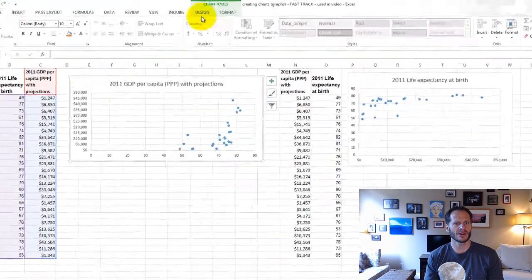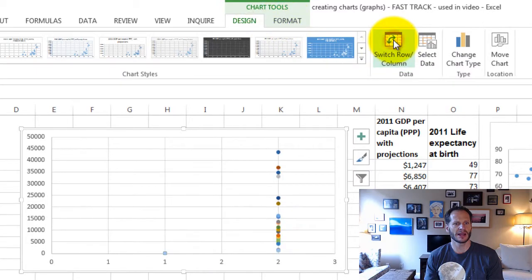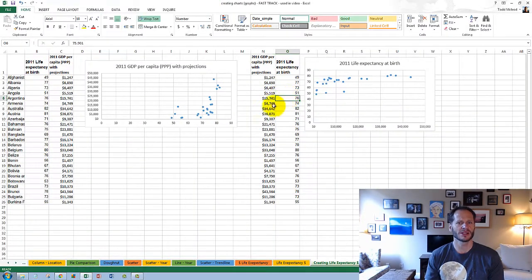Could I do that little trick where I select my chart and switch row column data? That doesn't work in this example. So I actually had to physically switch the columns. So just something, again, you just kind of have to play with it and tweak your data, tweak your selections, see what you get.